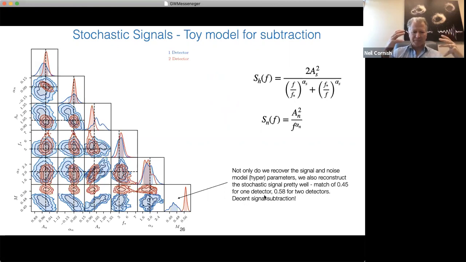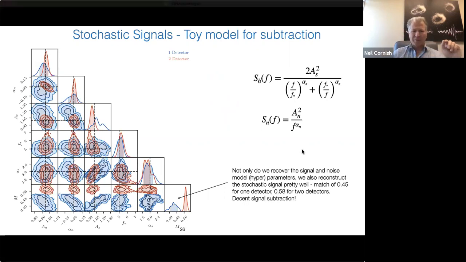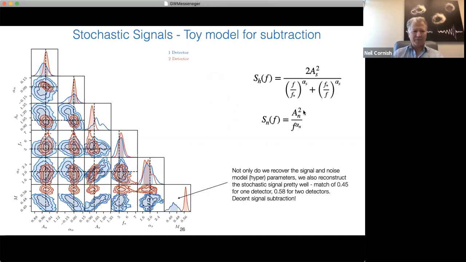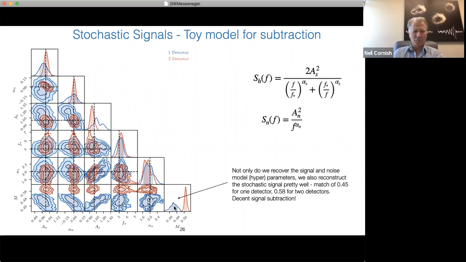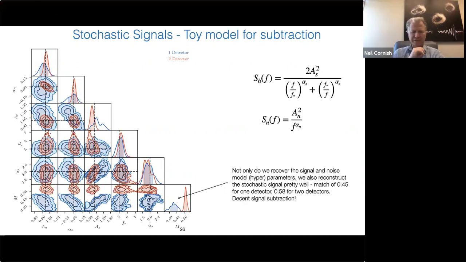This is because I was modeling not just the hyperparameters of these models, I was actually modeling the individual real and imaginary parts at each frequency. Then taking those and calculating the inner product with the original injected signal, we are subtracting out about half of it in the one detector case, and we do a bit better, about 60% subtraction, in the two detector case. As you increase the number of detectors, that subtraction gets better and better, and it will approach unity with a large number of detectors. So you literally can solve for the individual stochastic components and subtract them if you want.